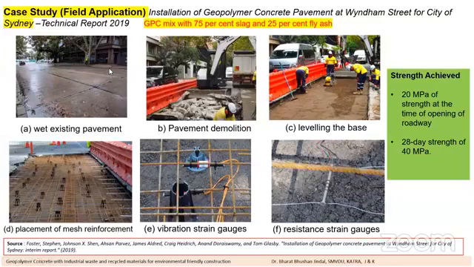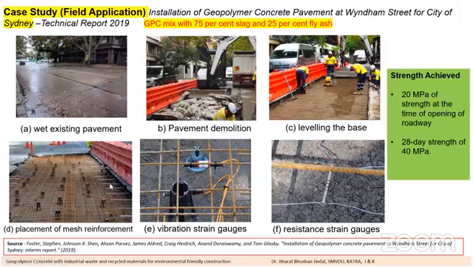Now, this is another case study that I have taken from a technical report of 2019 on Wyndham Street in the City of Sydney. What they have done is develop a geopolymer concrete mix with 75% slag. Slag is another waste material. People are using 75% slag and 25% fly ash, so both materials are waste materials, even at 100% replacement. This is a blended type of geopolymer concrete.